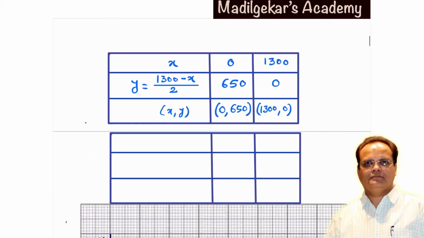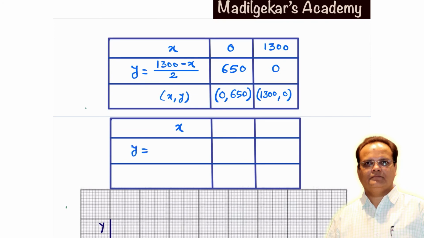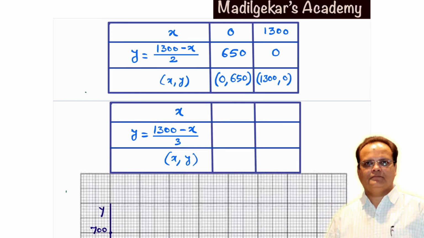From the second equation, y is (1300 minus x) upon 3. In the third row, write the pair x comma y. Choose a convenient value of x. If we take x equals 100, then y will be 1200 upon 3, which gives 400. So the pair is (100, 400). Take another convenient value of x, let us say 1000. The corresponding y value will be (1300 minus 1000) upon 3, that is 100. So the second point is (1000, 100).